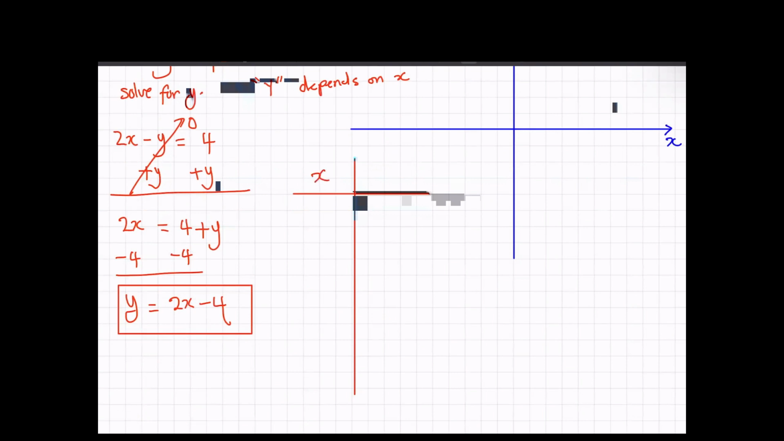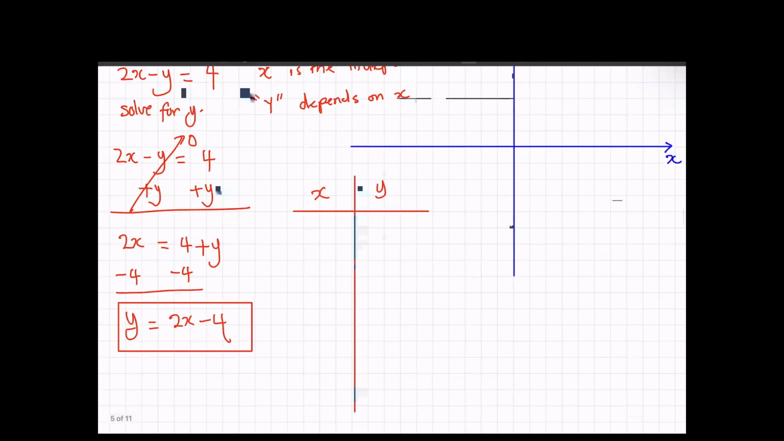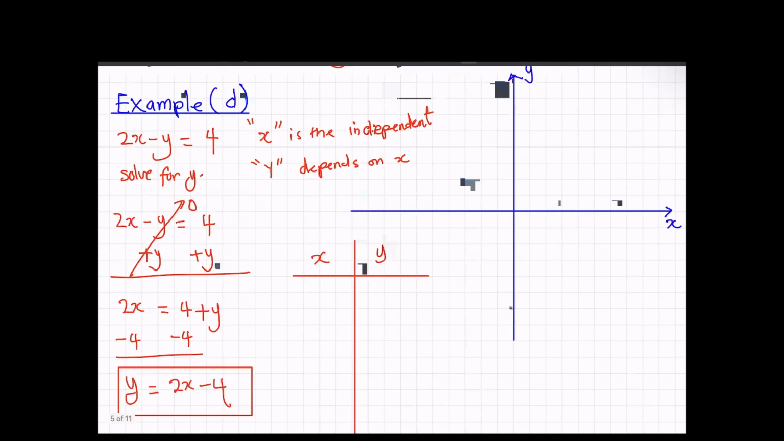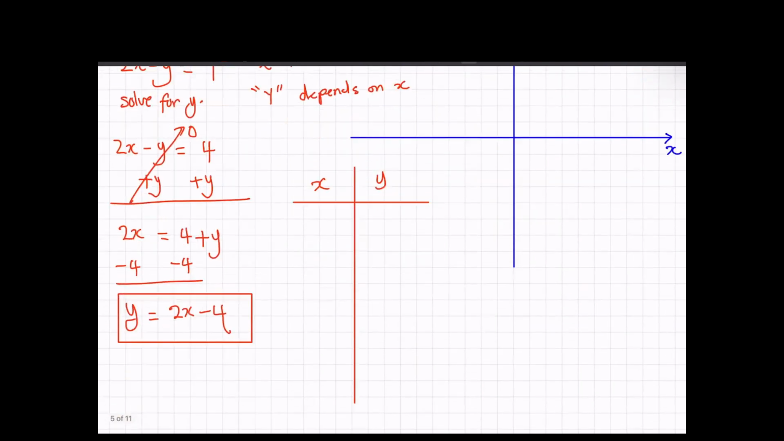So let's put our values of x and y. Because x is independent and can be anything you want, I can start the values of x from 0, 1, 2, 3. We just want to plot the line, right? So you don't want to make it a big deal. Try to choose easy numbers for scenarios like this.